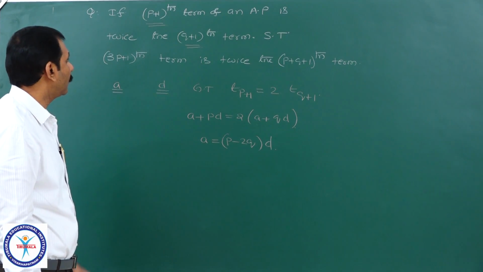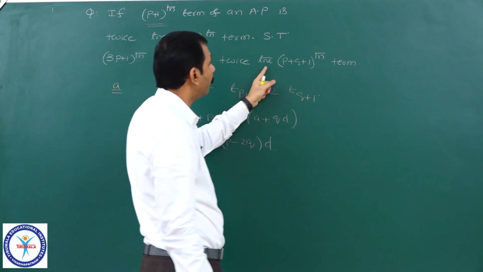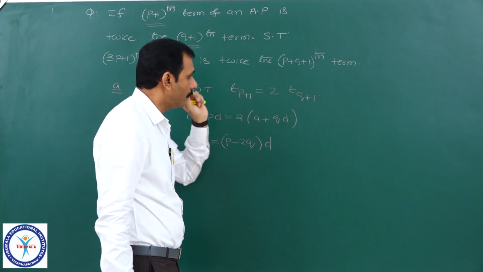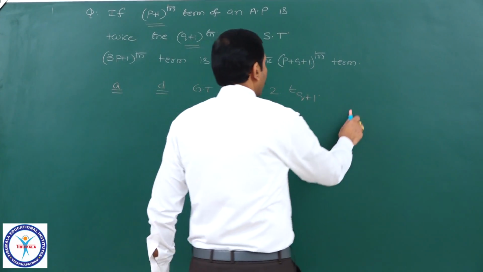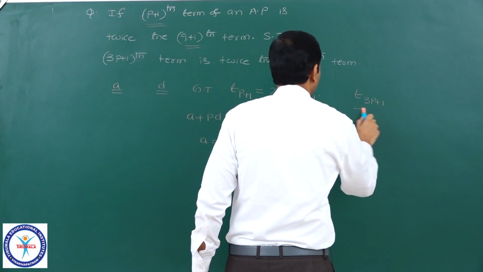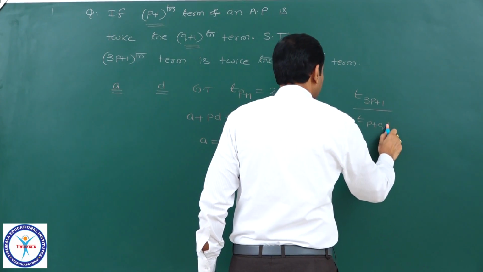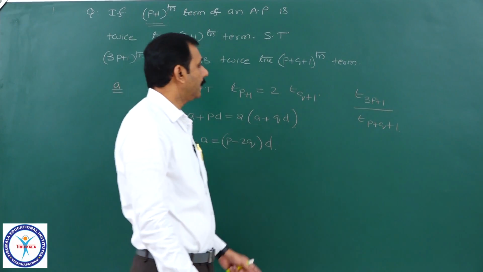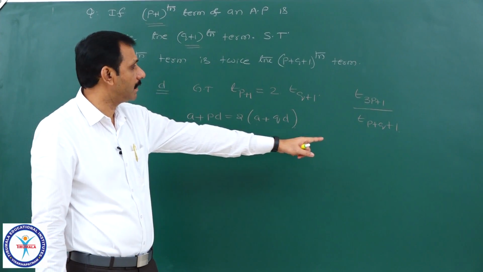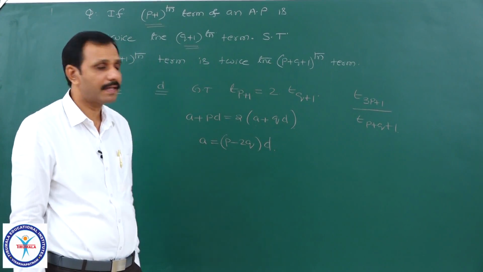Now we need to show that the 3p plus 1th term is twice the p plus q plus 1th term. So I will take t of 3p plus 1 by t of p plus q plus 1. If this ratio is equal to 2, then we can say the 3p plus 1th term is twice that of the p plus q plus 1th term.